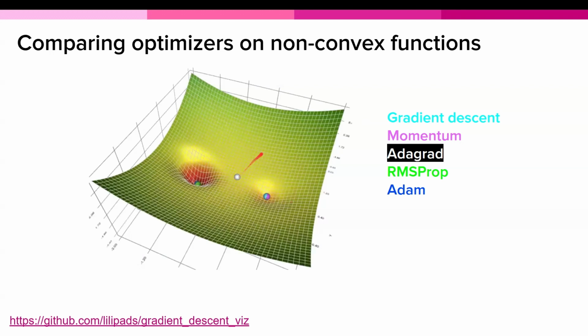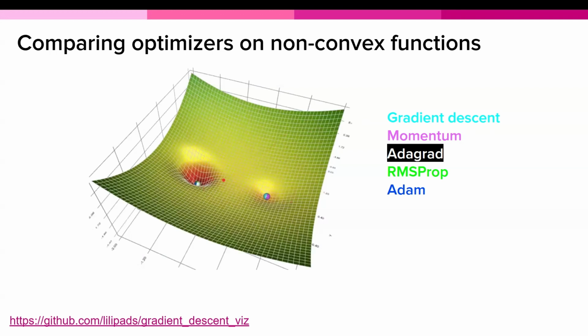Adagrad in white also adapts its step sizes based on past gradients, but tends to slow down significantly over time. And then RMSProp improves on Adagrad by maintaining a moving average of squared gradients, which prevents the drastic reduction in learning rate.